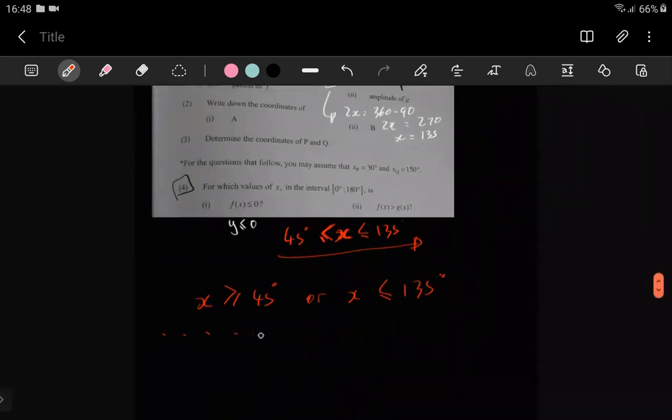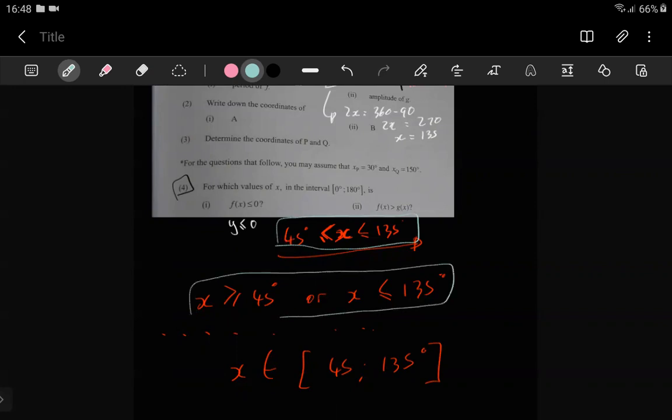Another way people would have written it out is they could have said x is an element of positive 45 up until positive 135. I might just remove this because it's going to make it look weird. So whichever way you write it out, it's 100% up to you. You can write it like this, write it like this, or write it like this.